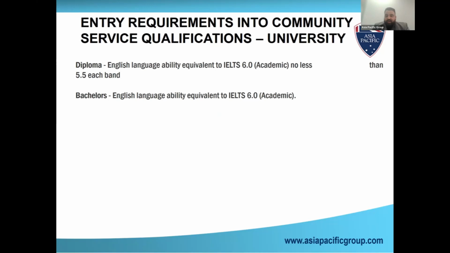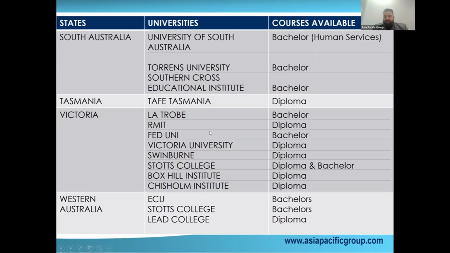For the diploma, you need a minimum of 6 with no less than 5.5. The diploma of community services is 2 years at most of the accredited places. If you want to go for a bachelor's, 6 with no less than 6 is the requirement. There is no master's in this. If somebody has a background in community services, they would normally prefer to do a master's of social work. If somebody has already done community services and seeks admission into a master's course, they are eligible for exemptions based on the previous qualification, because it is highly relevant to social work as well, right?